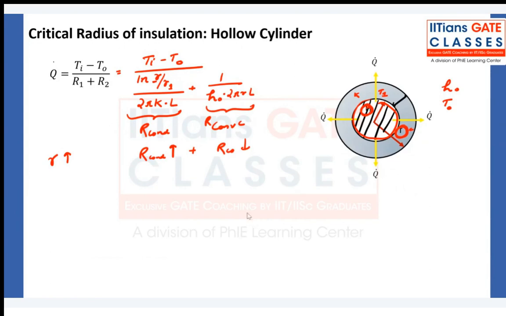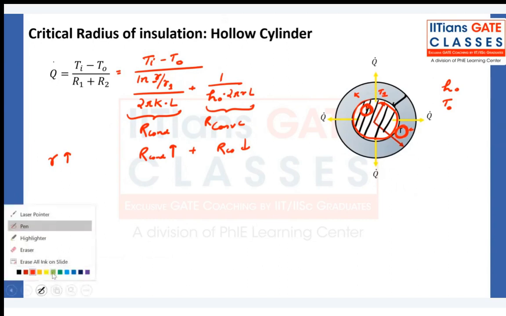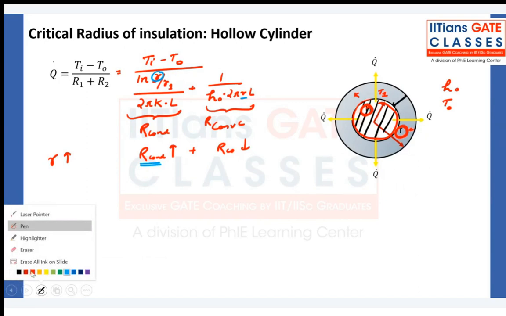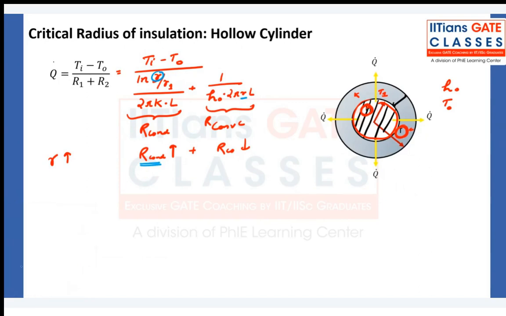Is it clear, right? This much is clear or not? As you are increasing R, you see R is in the numerator here, so conduction resistance is going to increase, and R is in the denominator here, so R convection is reducing. Okay, is this clear? This much is clear or not?